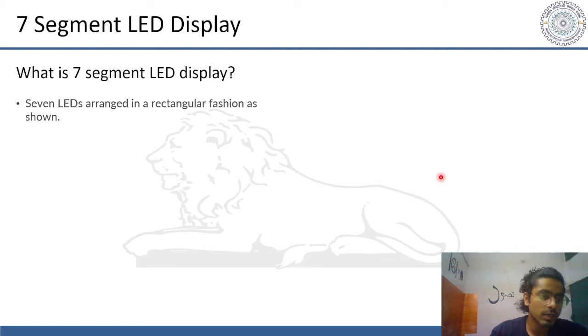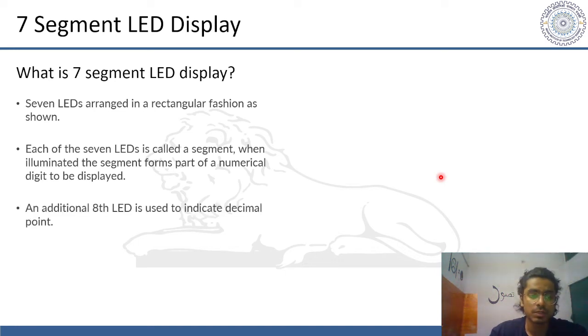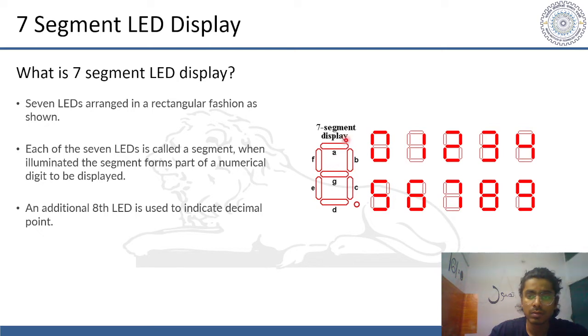Starting with the very basics: what is a 7-segment LED display? The 7-segment LED display consists of 7 LEDs arranged in such a fashion that each of the LEDs, when illuminated, forms a part of a numerical digit. The LEDs are arranged as shown here, and they are named A, B, C, D, E, F, G. And there is a decimal point. This is an additional 8th LED, which is sometimes used within the same package, thus allowing the indication of a decimal point.